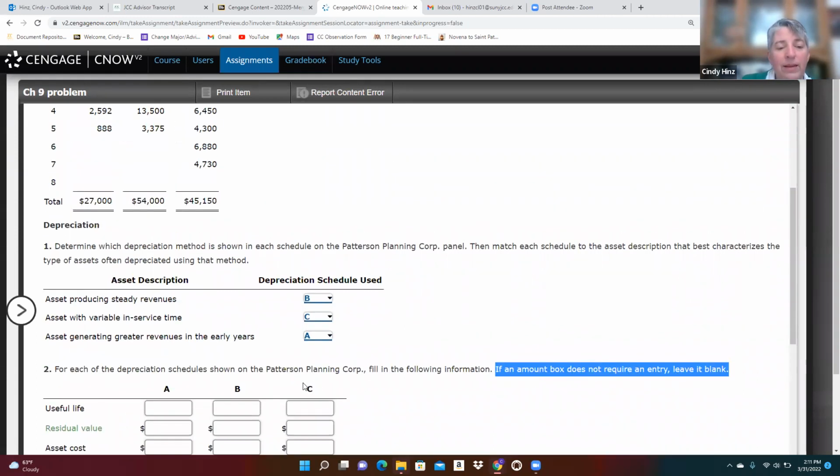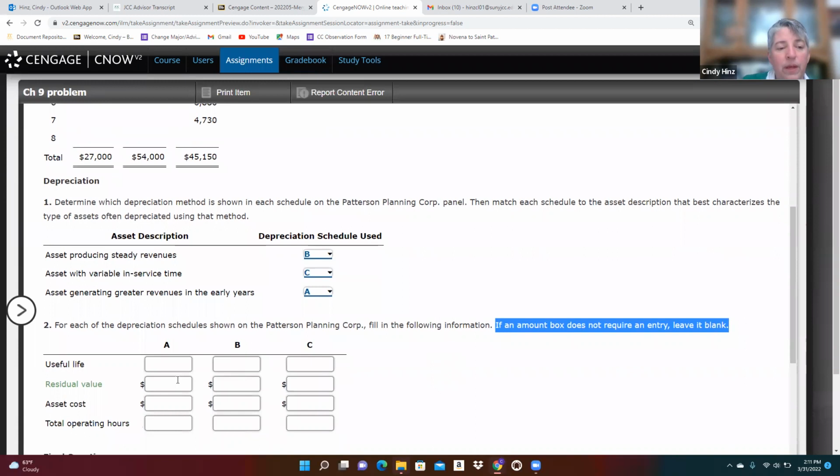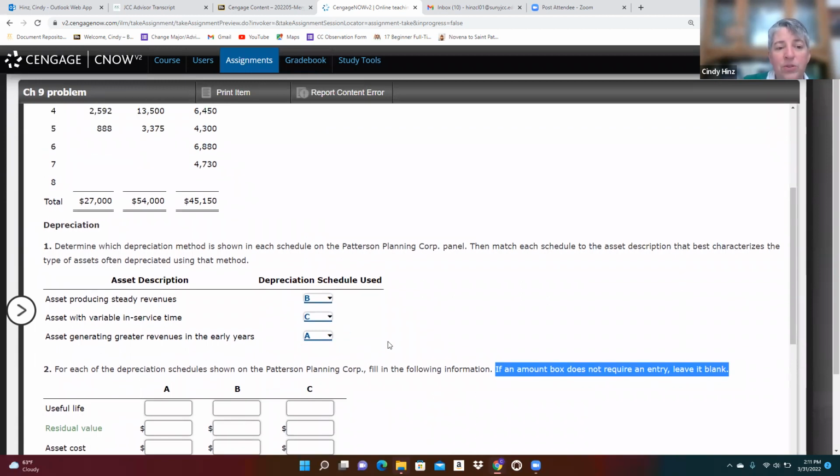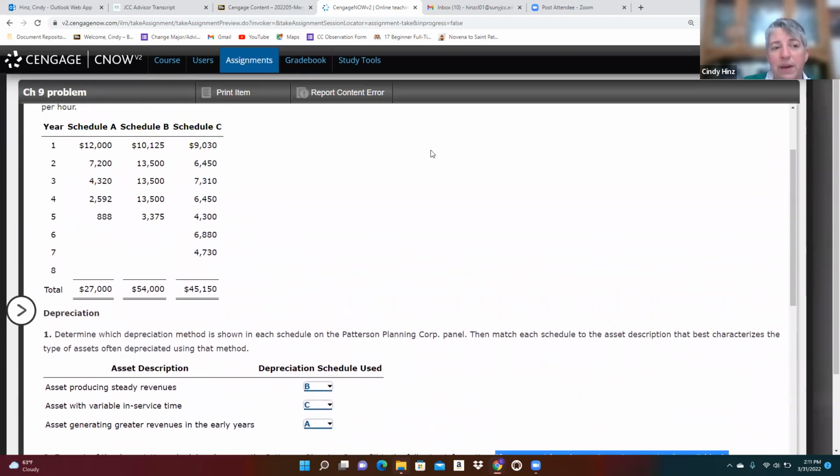So let's start with asset A. And asset A, we said, is using the double declining balance method. And it appears that the asset has a useful life of 5 years. So what I'm going to do, I can get my annotate function up here, is remind everyone of the formula that we use for double declining balance.